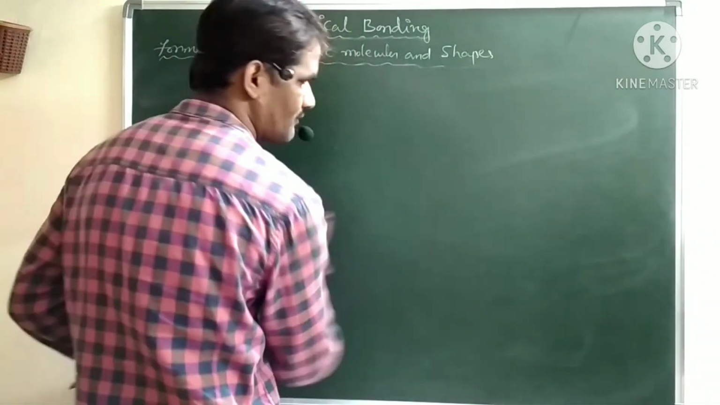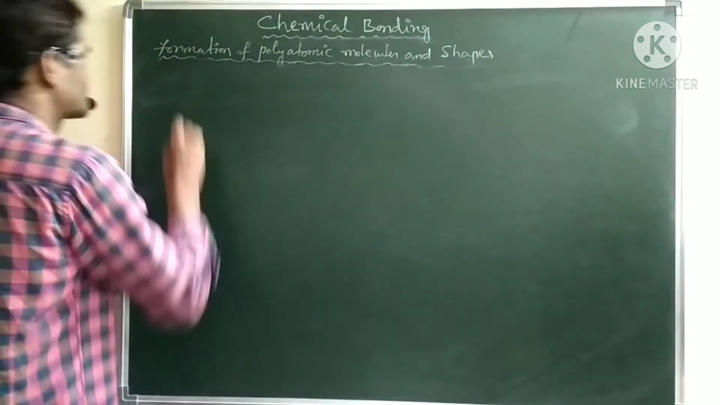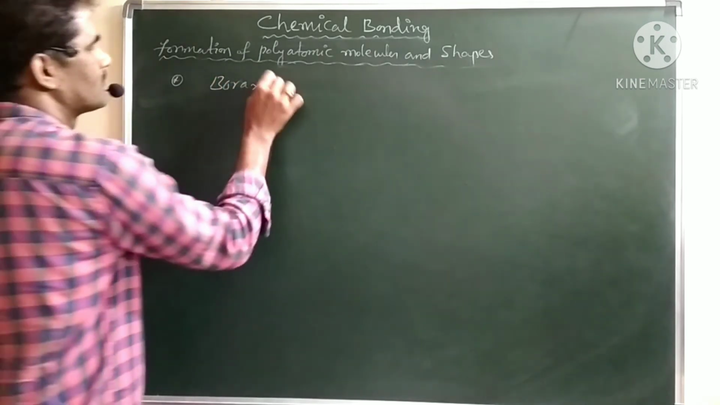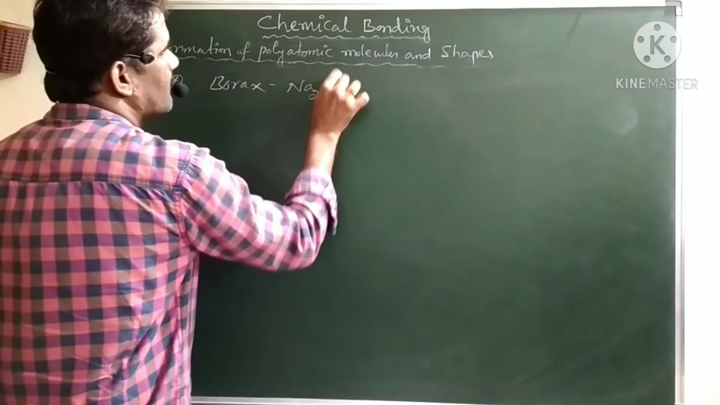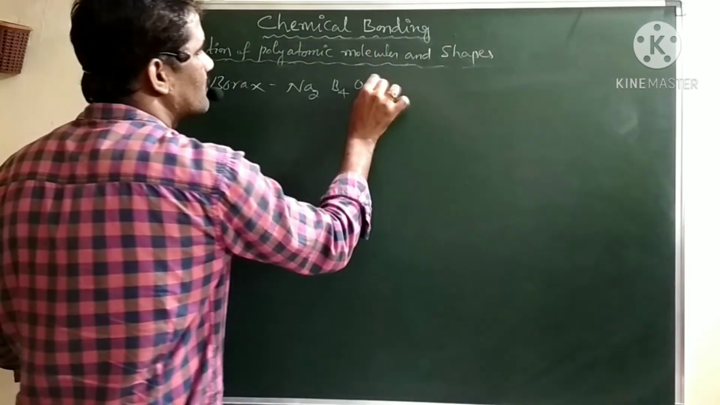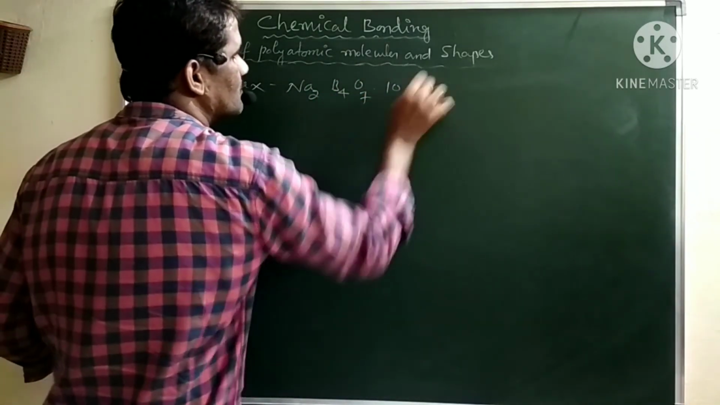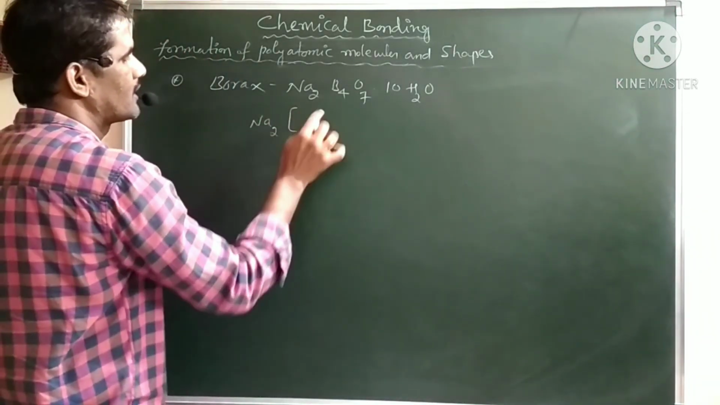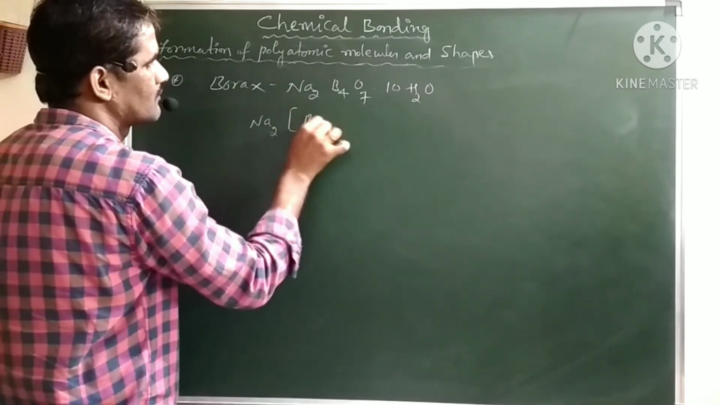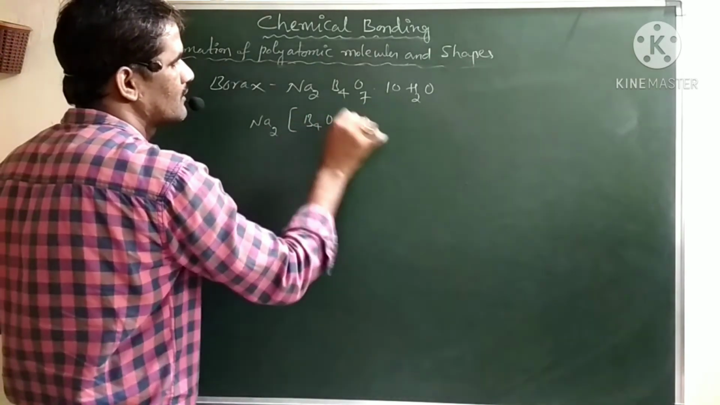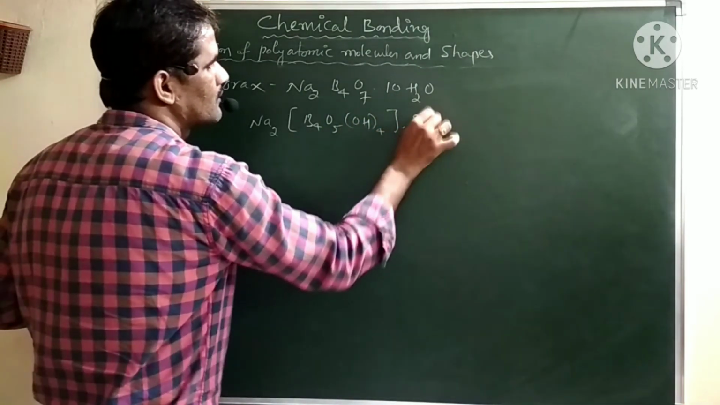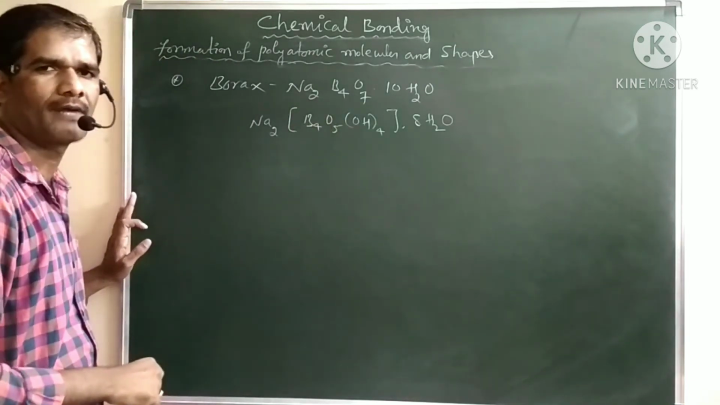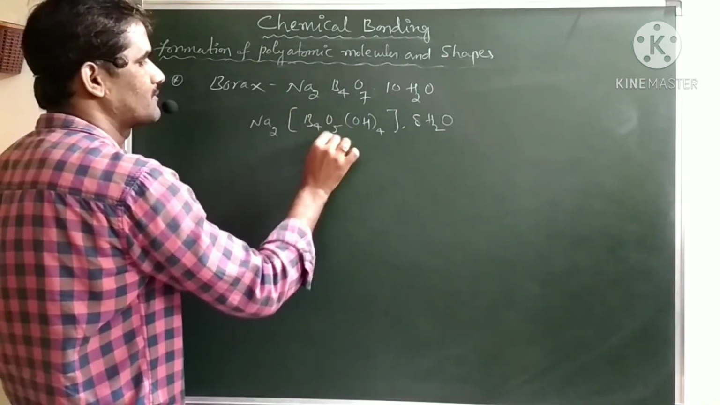Next, we have another important molecule, borax. Na2B4O7 10H2O. This is called borax, and this we can write in the complex form Na2 B4O5 (OH)4 8H2O. And the central atom boron here undergoes two types of hybridizations, and the geometry of this.